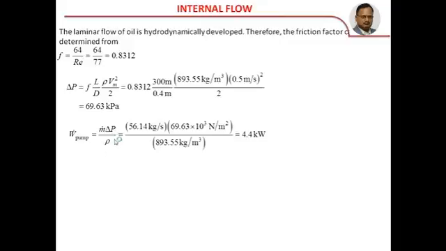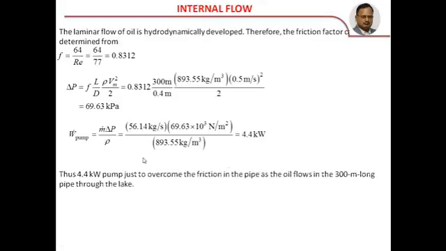The laminar flow of oil is hydrodynamically developed. Now we need to determine the pumping power required for it. So let us find the friction factor. It is laminar, so f is equal to 64 by Re. Now the pressure drop is f L rho V square by 2D, which is 69.63 kilopascals.